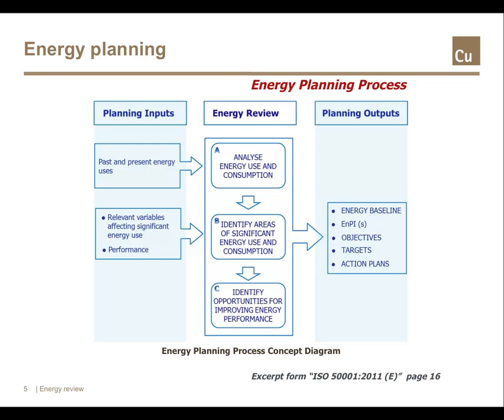Here's a diagram of the energy planning process from ISO 50001. As was said before, the energy review is a part of energy planning. The planning inputs are past and present energy uses, variables affecting significant energy uses, and performance data. During the energy review, energy use and consumption is analysed, significant energy uses are identified, and energy conservation opportunities are identified. The planning outputs are an energy baseline, performance indicators, objectives, targets, and action plans.